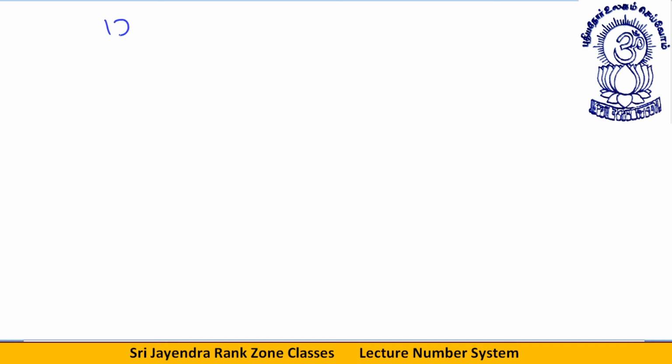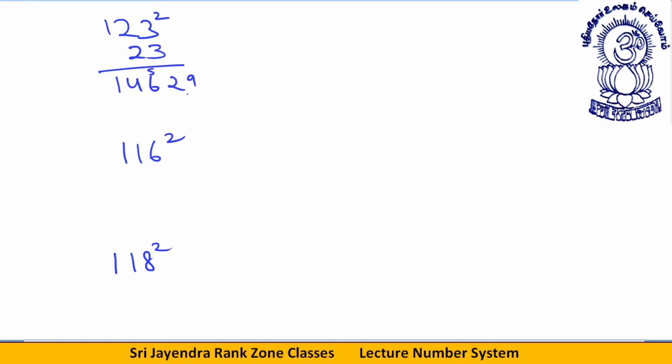You tried. Solve it before I do it. 123 square. Add 23 to this, you get 146. The square of 23 is 529. What do you get?